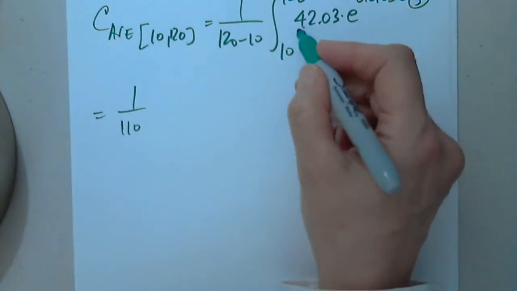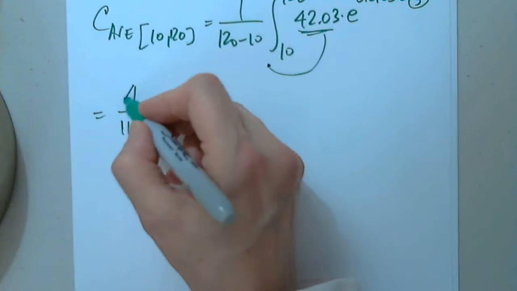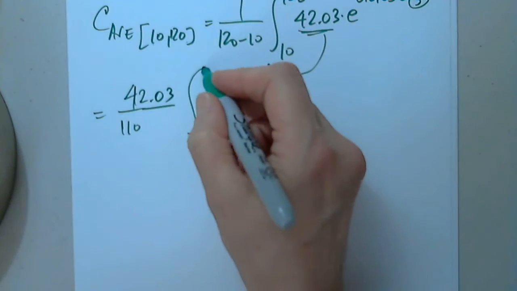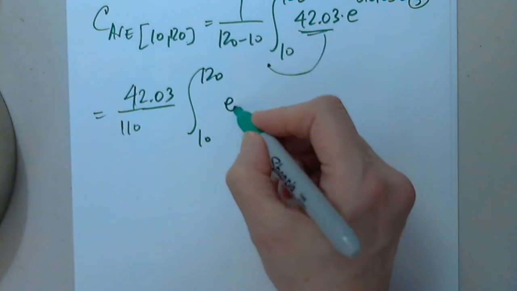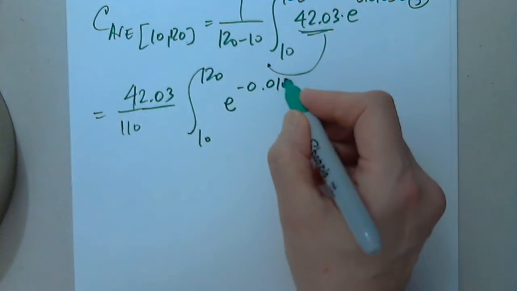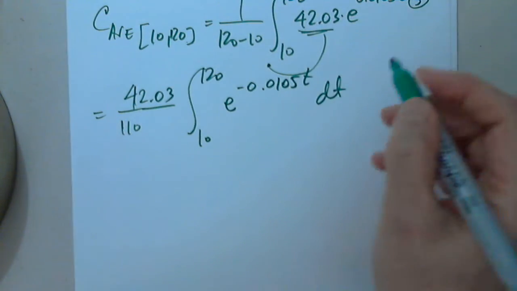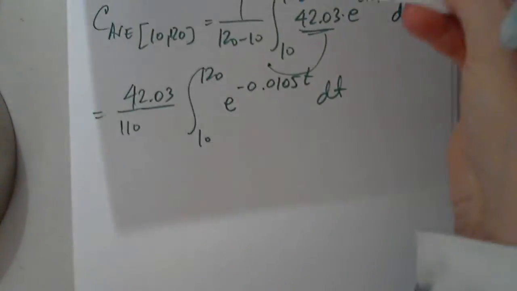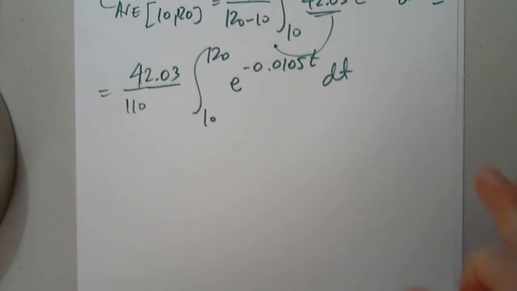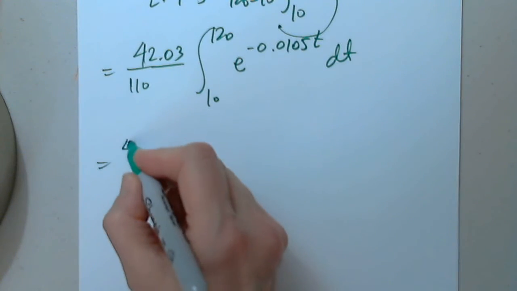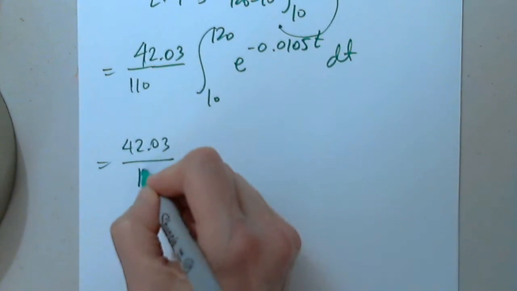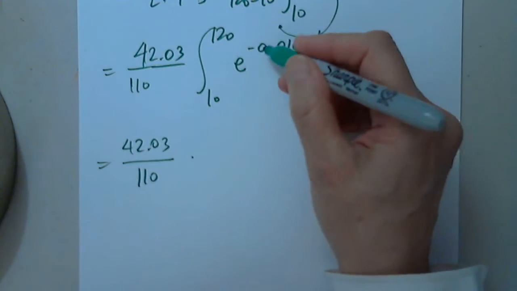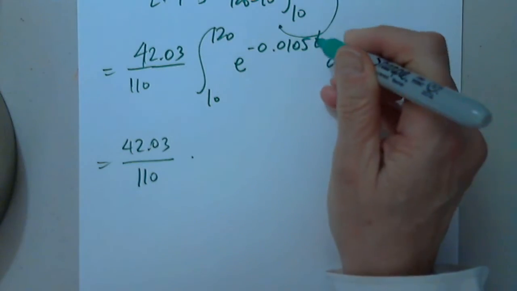Of course, I will take out this number because it's a factor. So 42.03 times the integral from 10 to 120 of e to the negative 0.0105 t, of course, dt. Good. So I copy 42.03 over 110. And now, which function has as its derivative e to the negative 0.0105 t?